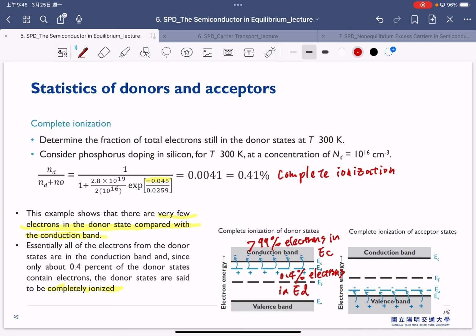But if we talk about other materials, like 2D materials or compound semiconductors, that's a different scenario. In the case of a compound, the ionization energy is usually quite large, so you cannot consider that a complete ionization. Sometimes the ionization rate is probably less than 10% in compound semiconductors like gallium nitride or silicon carbide.